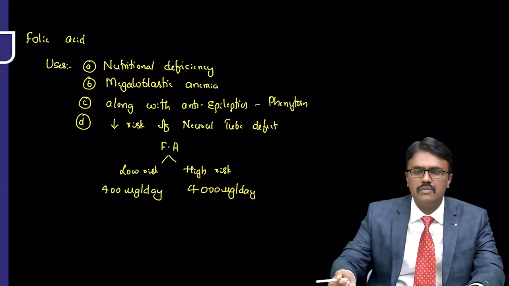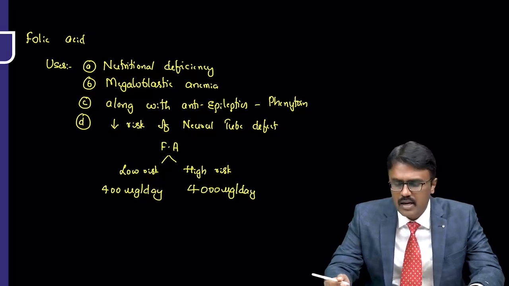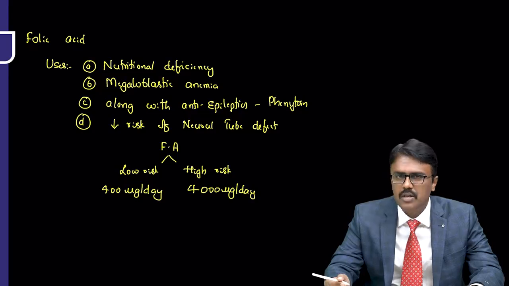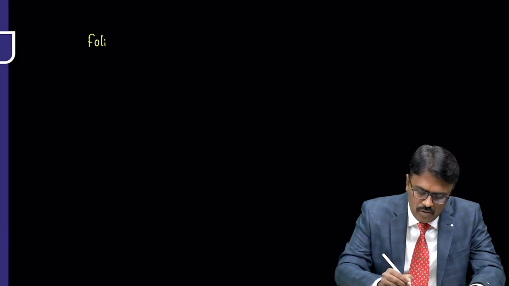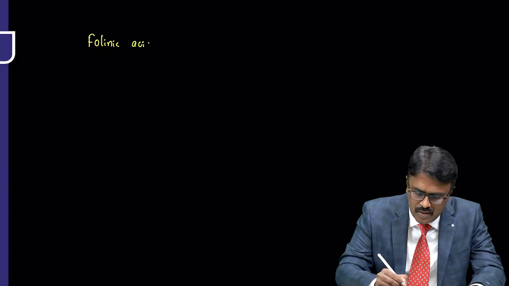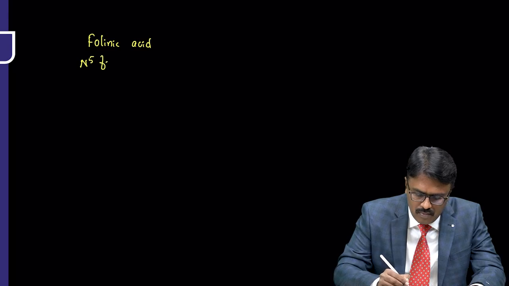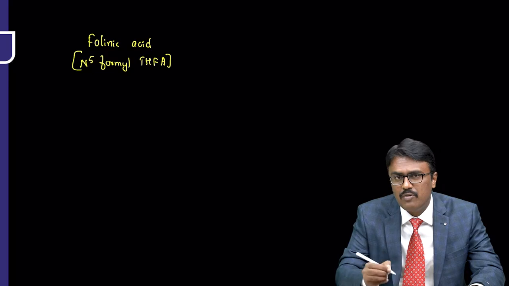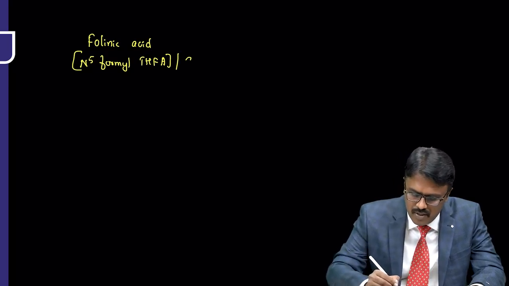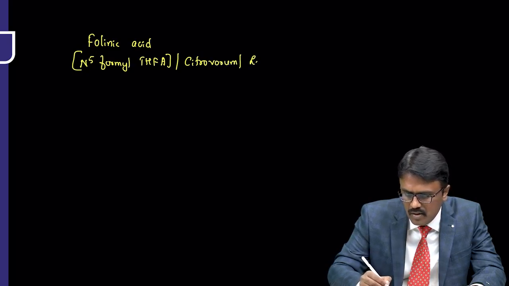So this is the basic use of folic acid: nutritional deficiency, megaloblastic anemia, along with antiepileptics, and to decrease the risk of neural tube defect. Now, similar to folic acid, we have one more acid called folinic acid. Folinic acid is also called N5-formyl tetrahydrofolic acid. It has one more name, citrovorin factor. It is also called leucovorin.